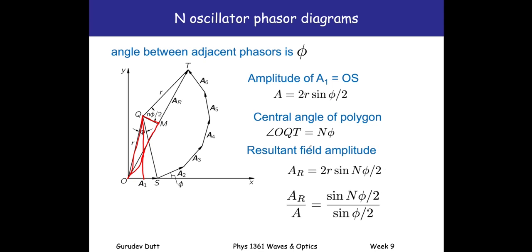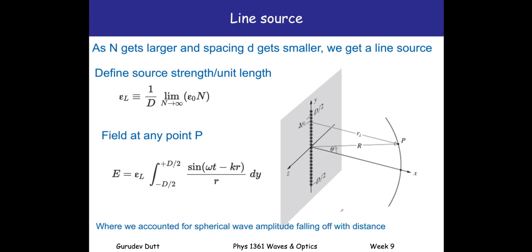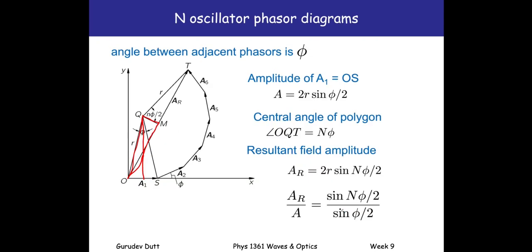And therefore, just by dividing one by the other, eliminating the radius R, I obtain AR divided by A is sine n phi over 2 divided by sine phi over 2. So this is a very nice pictorial or geometrical way to derive the same result that we did with the geometric series. I'll come back to this later when we do the n-slit case, to talk a little bit more about various secondary maxima and so on.